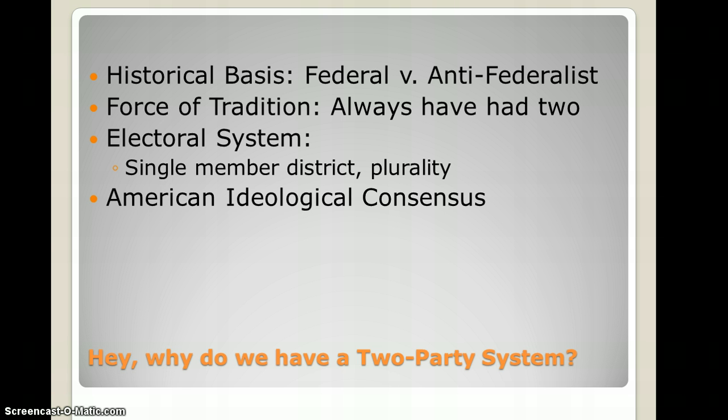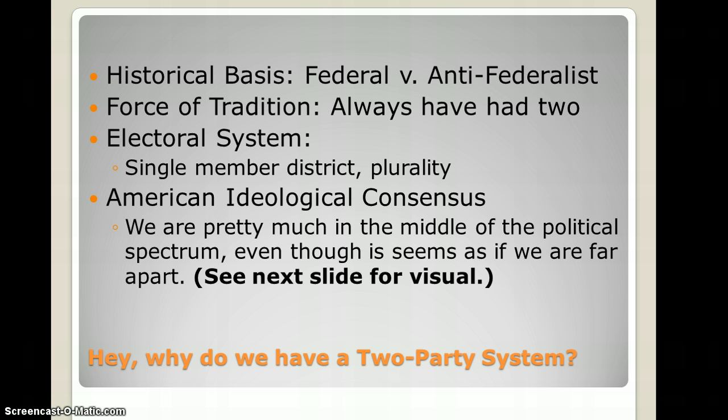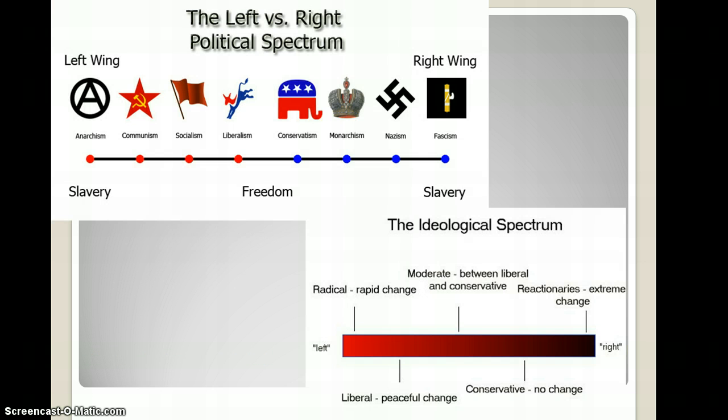And then finally, the American ideological consensus. It's a big word, but it's pretty easy if you look at it. We're pretty much in the middle of the political spectrum, even though it seems as if we are very far apart. If you look at the Democrats and Republicans, they never get along. They never agree on anything. But take a look at this slide. A picture above shows a political spectrum that many multi-party systems have.